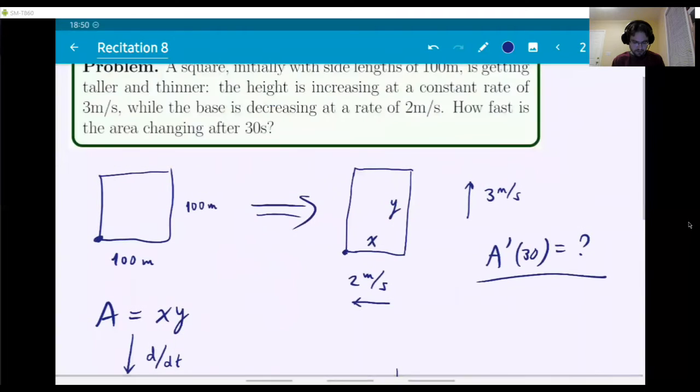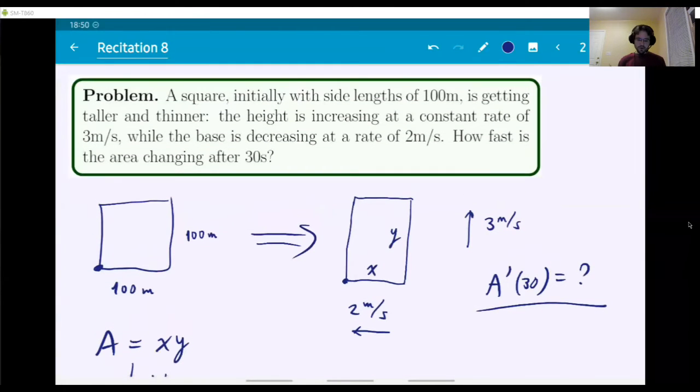Which, I mean, it's not so easy to guess according to what's happening to this rectangle. One of the sides is increasing, but the other is decreasing. Which one is going to be more important? That depends on the instant. But anyway, that's it for this problem.